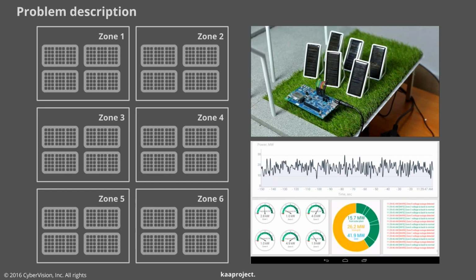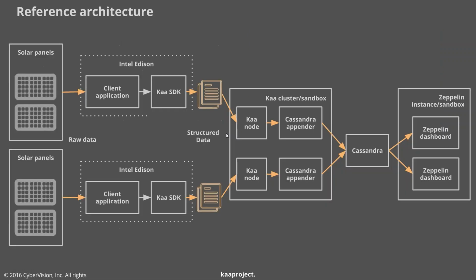So let's start from the problem description and what application we are going to build right now. Let's assume that we have different solar panels in multiple zones, and each zone may have multiple solar panels. We are going to collect this data and do some data visualization and basic analytics in Apache Zeppelin. So let's proceed to the reference architecture.